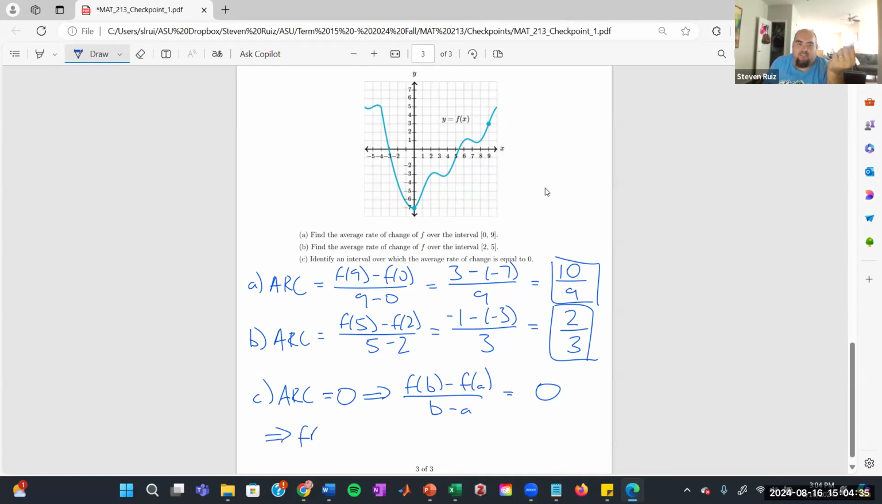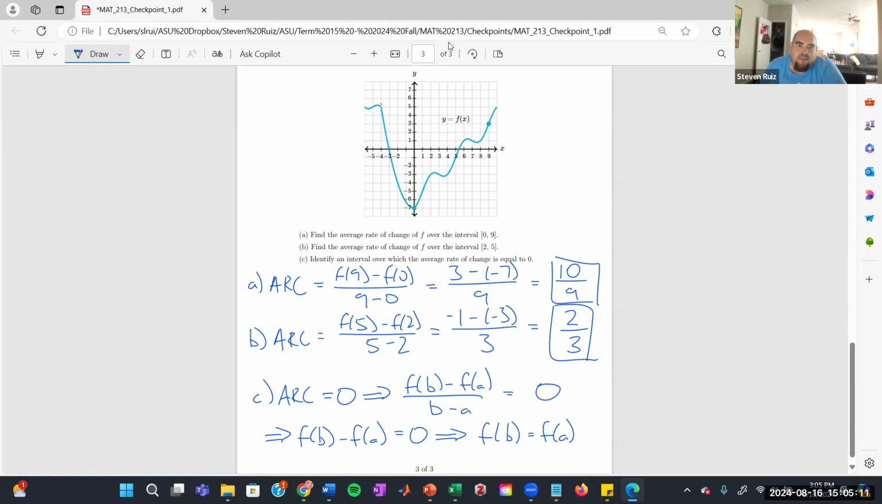So what does that mean? If f of b minus f of a is equal to 0, then I can rearrange some things and get this: f of b equals f of a. So really, the average rate of change is going to be 0 on any interval where f of b and f of a, basically the y values across the endpoints of the interval, are identical. So there's probably an infinite number of correct answers here, but let's pick this one.